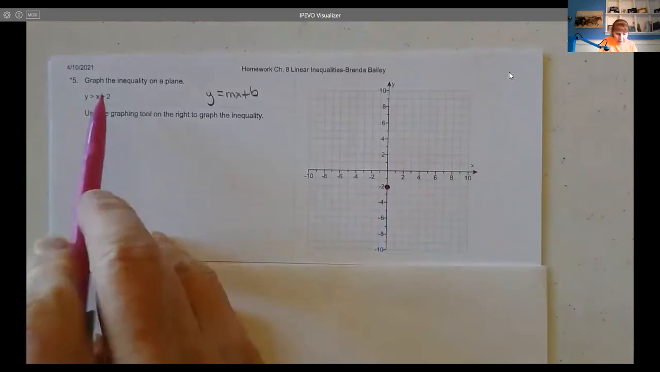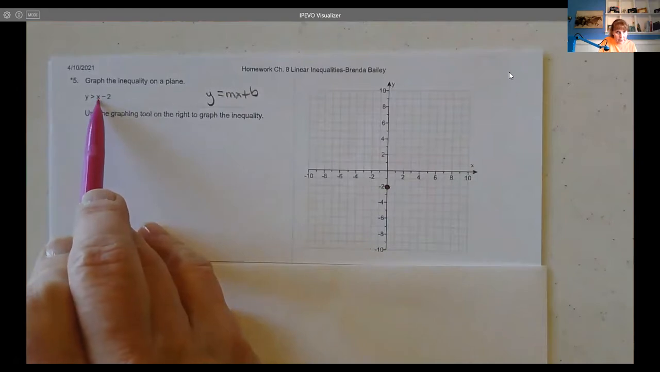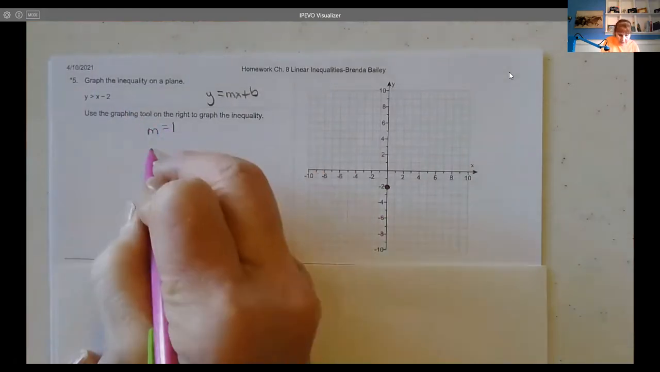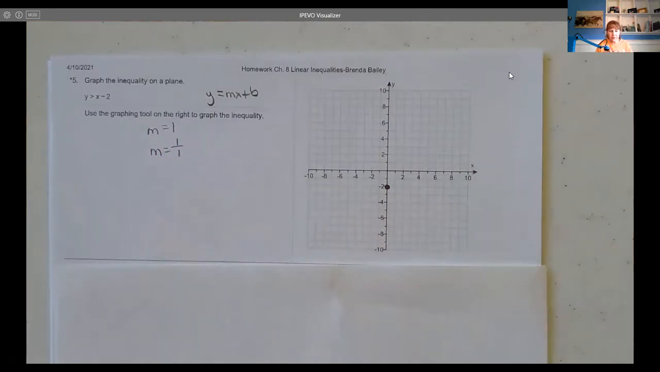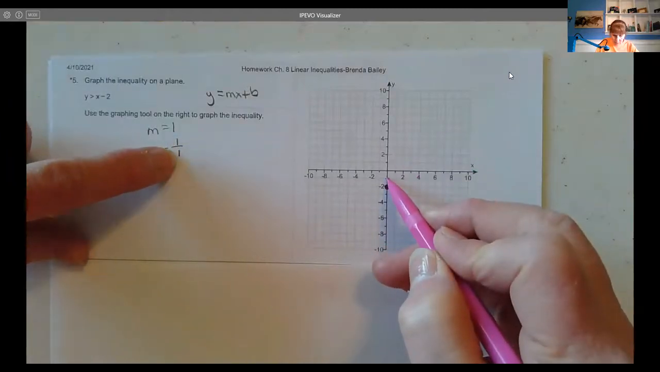The y-intercept is still a -2. The slope is the number in front, and the slope is a 1, which means we put our whole numbers over 1, so we create a path. We'll go up 1 and over 1.